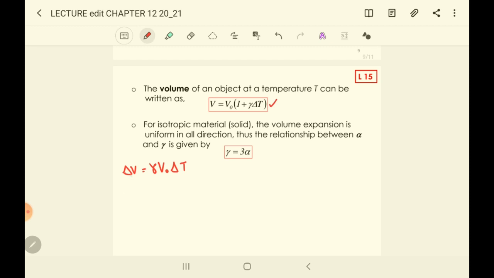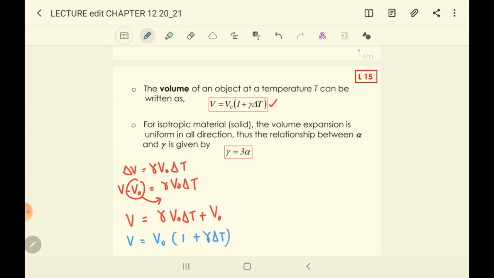Now delta V is equal to V final minus V initial equal to gamma V naught delta T. We can bring these terms to the other side, so V is equal to gamma V naught delta T plus V naught. Now we can factorize this equation. Then finally we can write V is equal to V naught (1 plus gamma delta T). So this equation comes from this derivation.